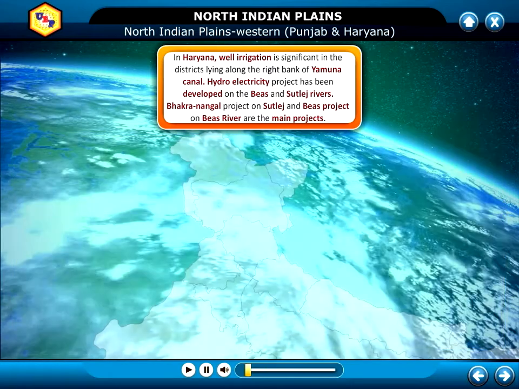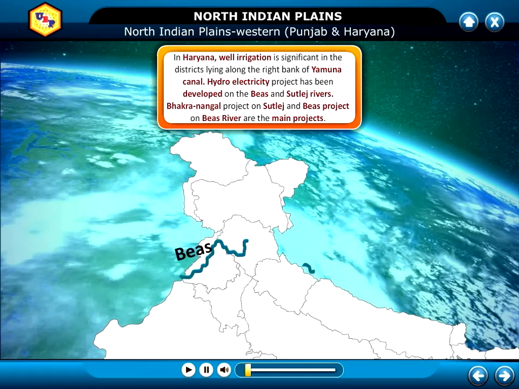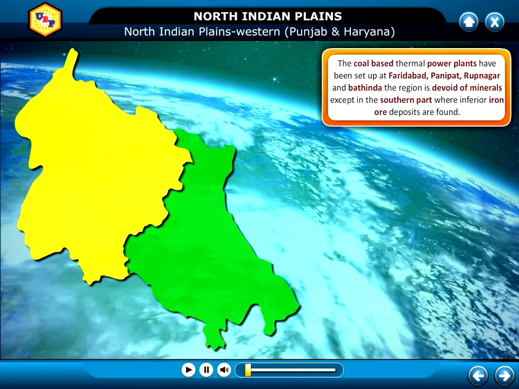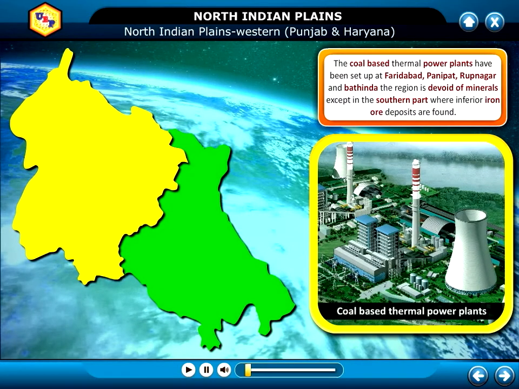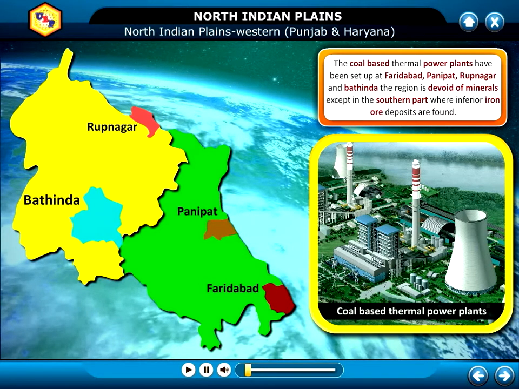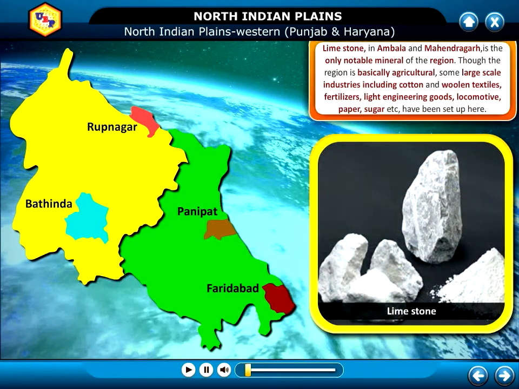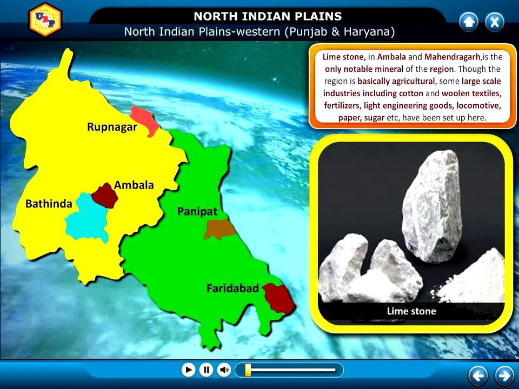Hydroelectricity projects have been developed on the Beas and Satluj rivers. Bhakra Nangal project on Satluj and Beas project on Beas river are the main projects. The coal-based thermal power plants have been set up at Faridabad, Panipat, Roopnagar and Bathinda. The region is devoid of minerals except in the southern part, where inferior iron ore deposits are found. Limestone in Ambala and Mahendragarh is the only notable mineral of the region.